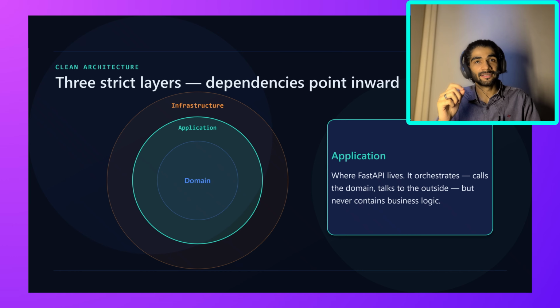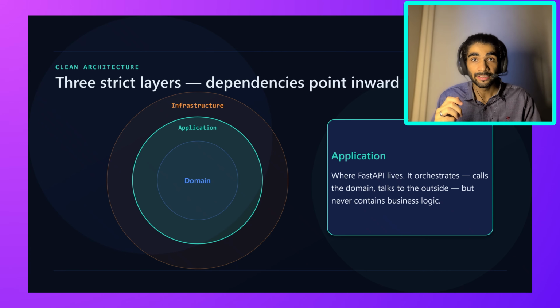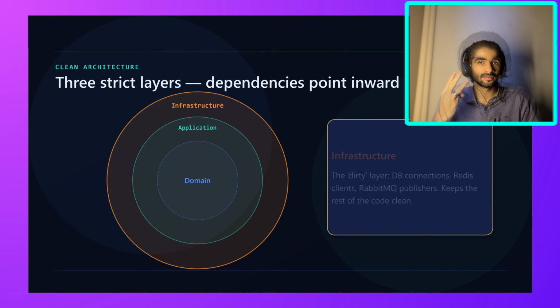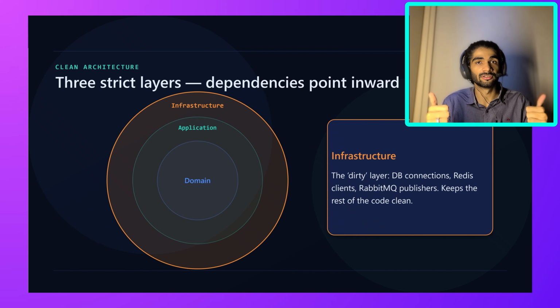The application layer is the second part. This is where the FastAPI lives. It orchestrates the whole thing. It calls the domain, it talks to the outside world, but it never ever contains the business logic. The last and third one is the infrastructure layer. This is where the database connections, RabbitMQ publishers, and Redis live. Keeping this part isolated from the rest of your code keeps your structure clean.